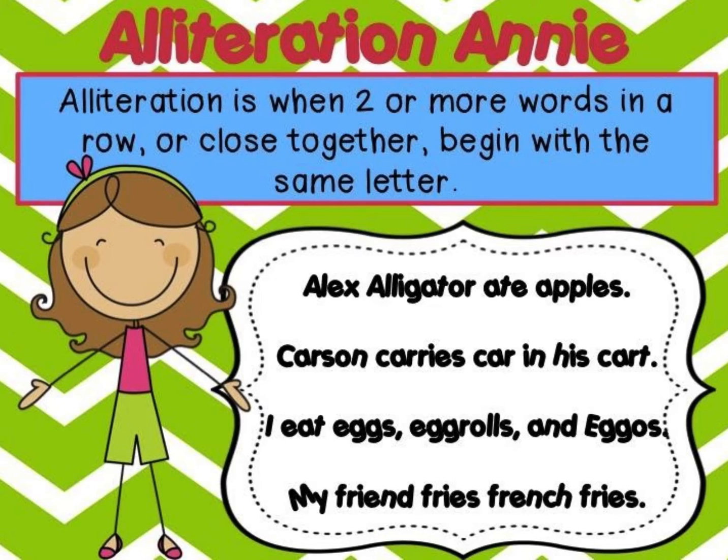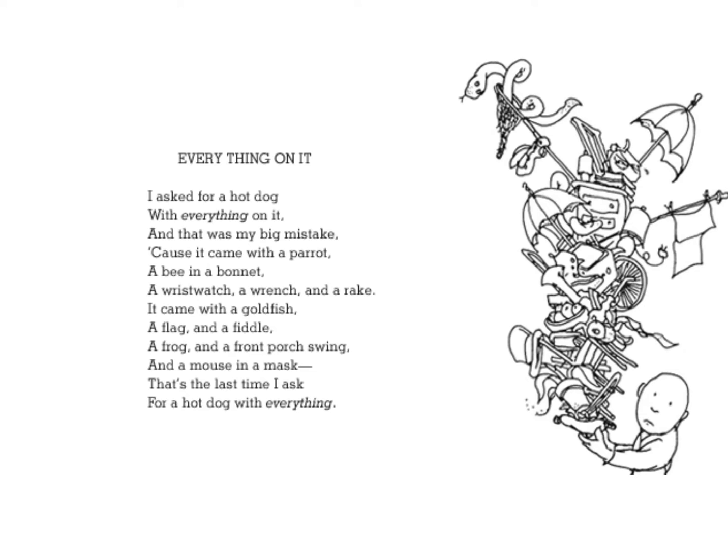So I'm going to read a poem to you, and this time I want you to see what kind of figurative language is in the poem. This poem is called Everything on It, and it's also written by Shel Silverstein, who wrote the poem Sick.